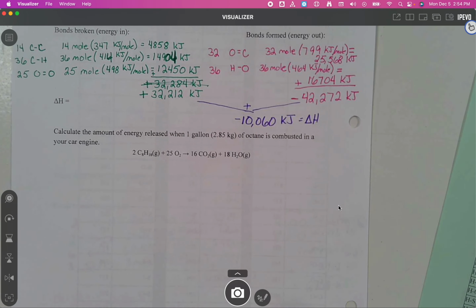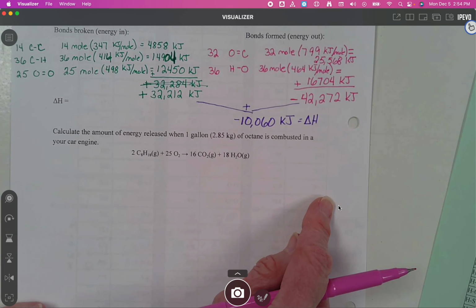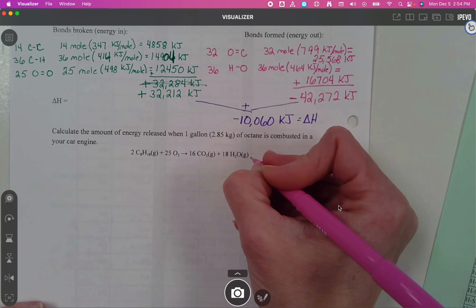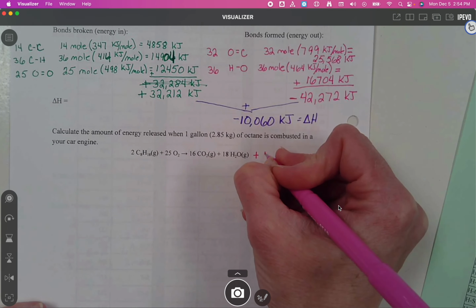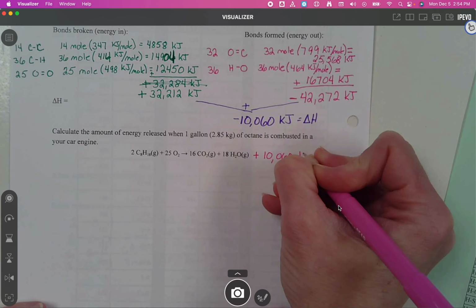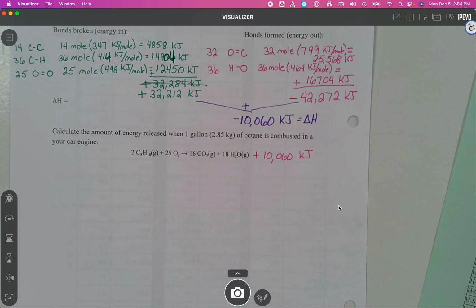So now we're on to doing the stoichiometry part of this. Because it's leaving the system, it's a product. So we just tack it right into the chemical equation. And now we can do what we did before, and you can calculate how much energy is released when you burn a gallon of gasoline in your car.